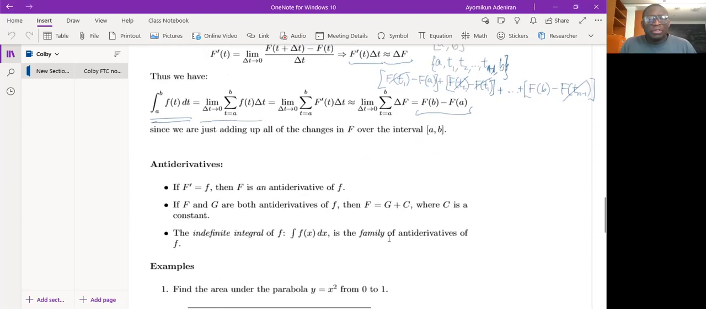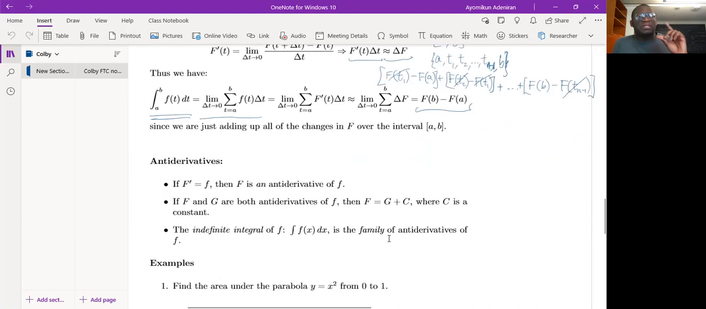But before I do that, just a few comments here. Antiderivatives: if capital F prime is equal to small f, we say capital F is an antiderivative of f. The other thing is that if you have two antiderivatives, then they differ by a constant. So if capital F and G are both antiderivatives, then F minus G is a constant. And the integral without any limits is called the family of antiderivatives of f.